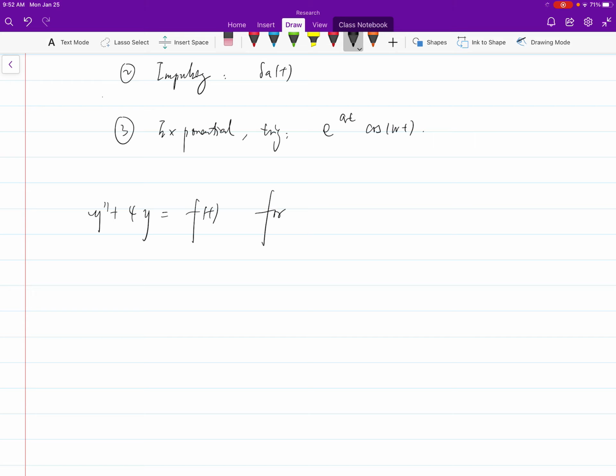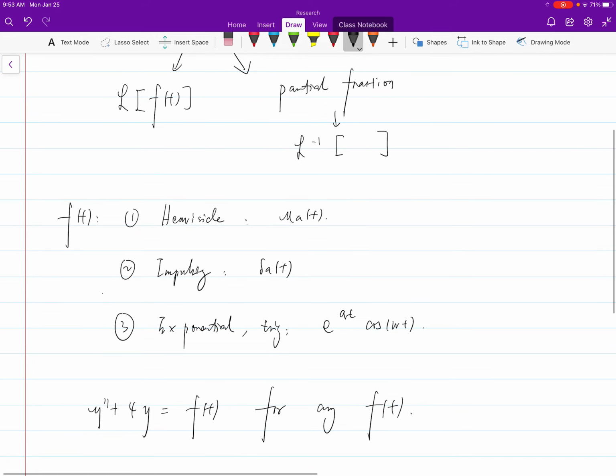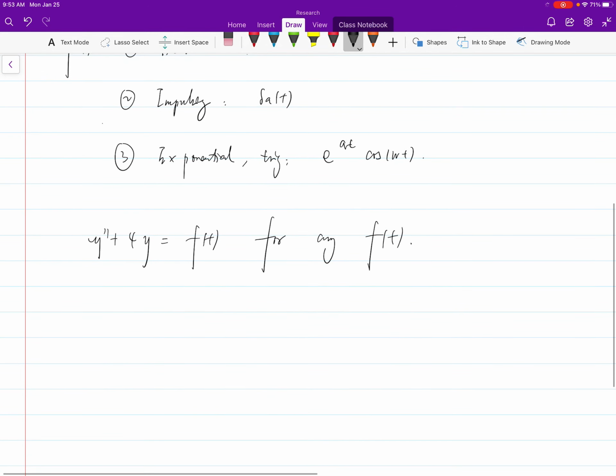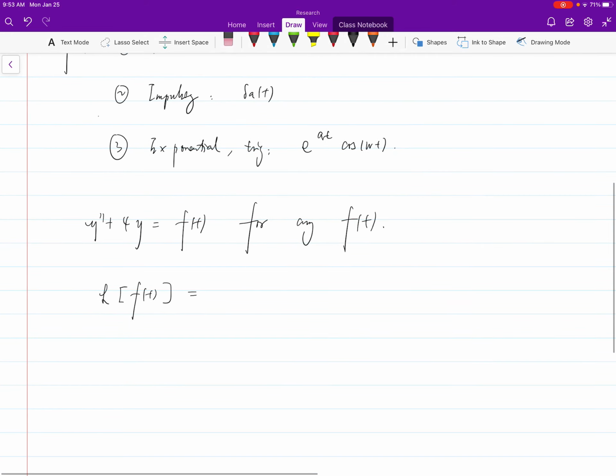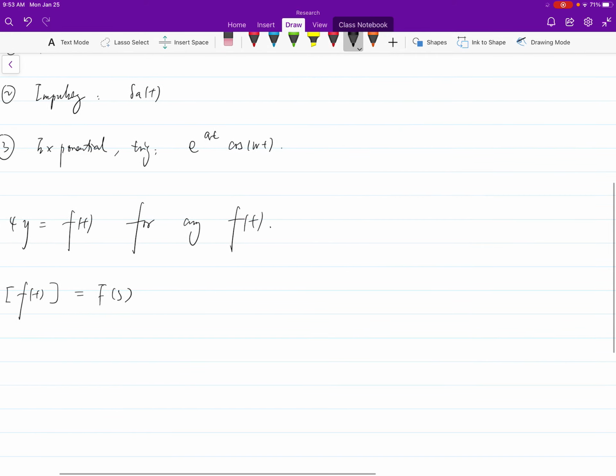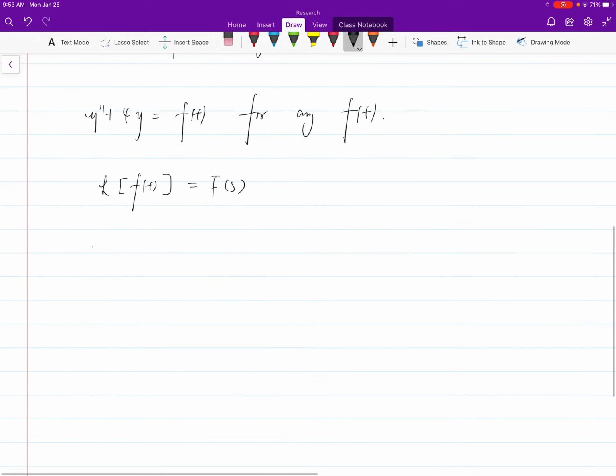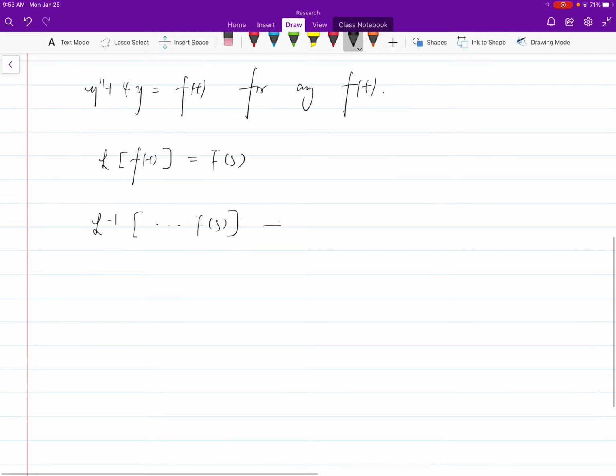The harmonic oscillator for any f(t), any type of force, not just the types that you know the Laplace transform of, but also the ones where you do not know the Laplace transform. Especially if you think about it, because we need to do this in order to get something. We finish the problem with something, and then we do the L inverse. Maybe some expressions involving F(s), and then we get the original function, which is something involving f(t).